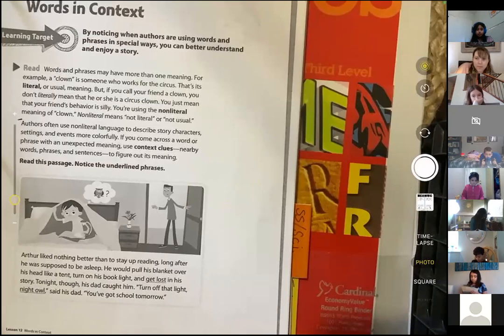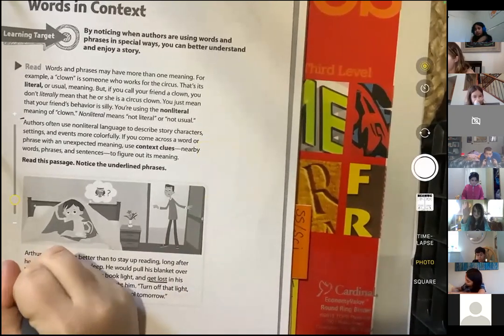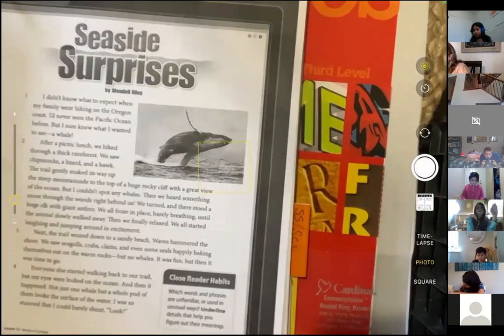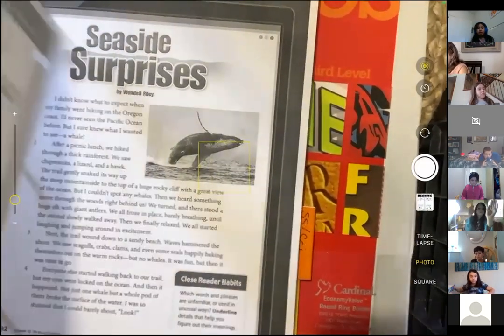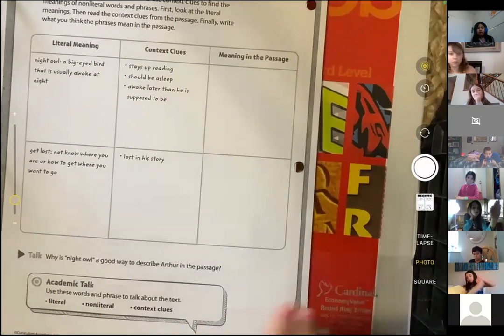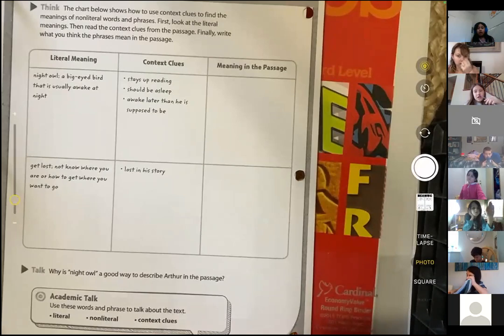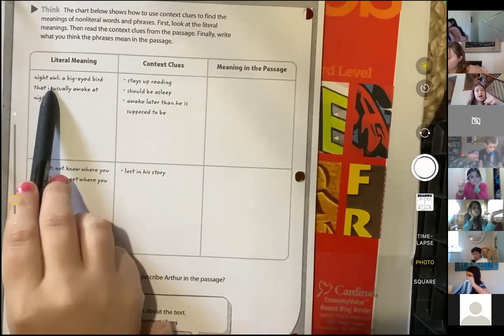Okay. Thank you, Trisha. Good job. So here are the things they want us to pay attention to: get lost and night owl. If you turn the page to page 201, it looks like this. Let's talk about those underlined things. So for example, night owl.